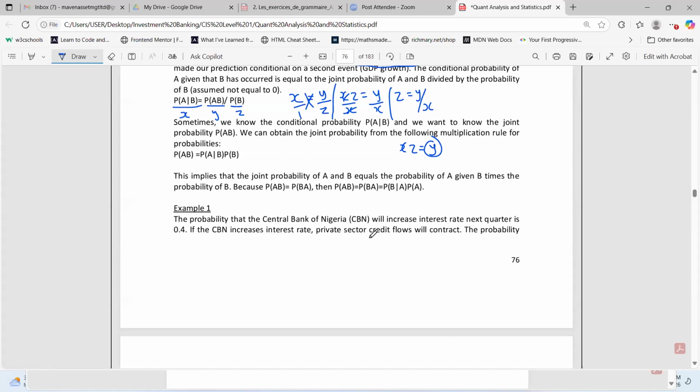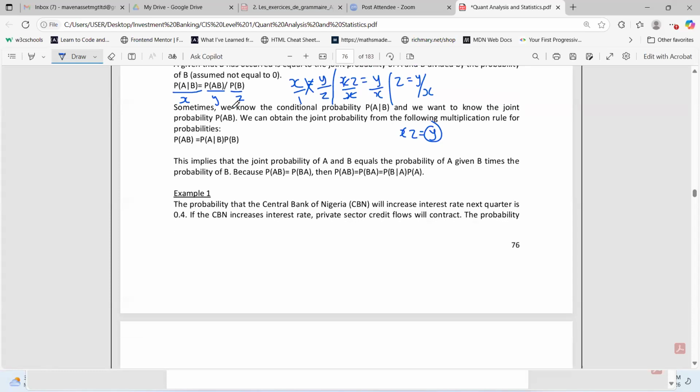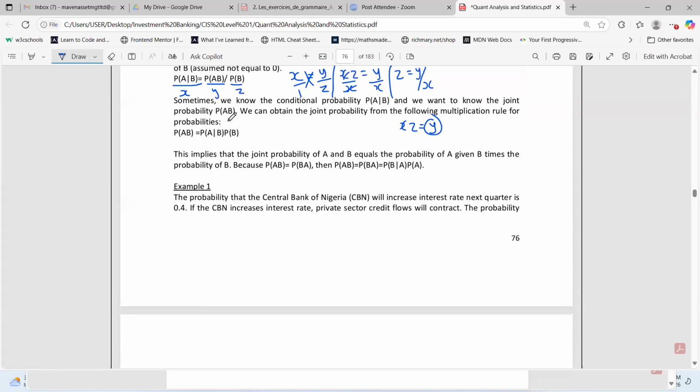Based on what your question says, you must be able to identify: am I looking for the probability of A when B is already established? Or am I looking for the probability of A and B? Are you still following? Or am I looking for the probability of B all by itself? So look at the question again. What exactly are we looking out for? Then we know how to move.